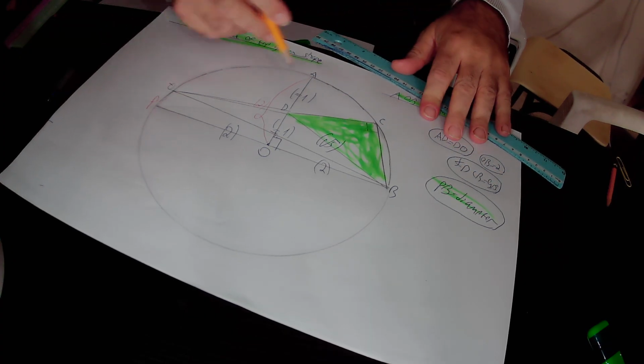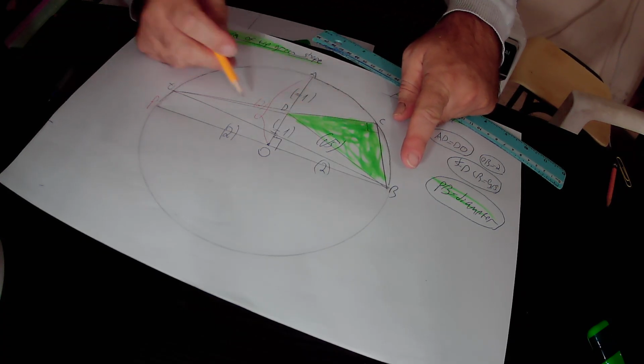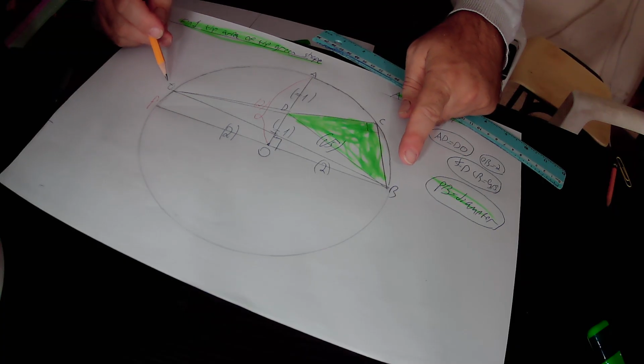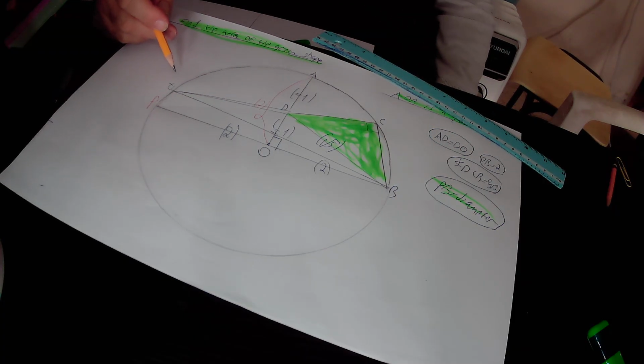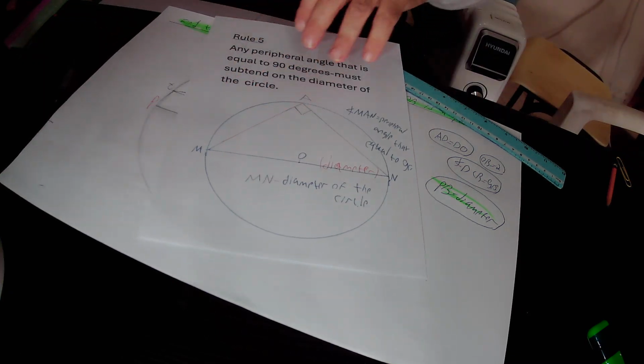So we have peripheral angle BCQ that is equal to 90 degrees in size, and peripheral angle BCQ subtends on chord BQ, that is not the diameter of this circle, and therefore we have a contradiction to rule 5. Let me repeat rule 5 quickly.